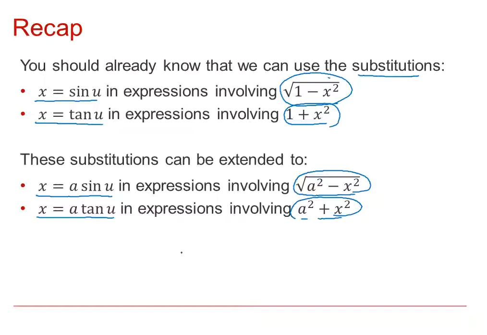And the reason being that a sine x squared plus a cos x squared, if you pull out a squared as a common factor, you get a squared times sine squared plus cos squared, which is a squared times 1.